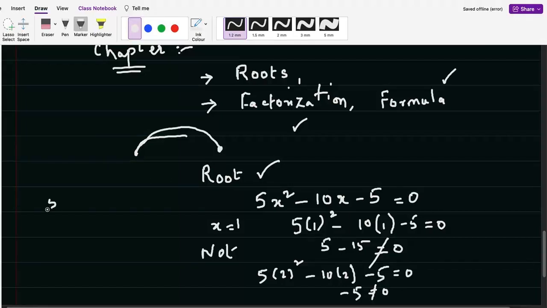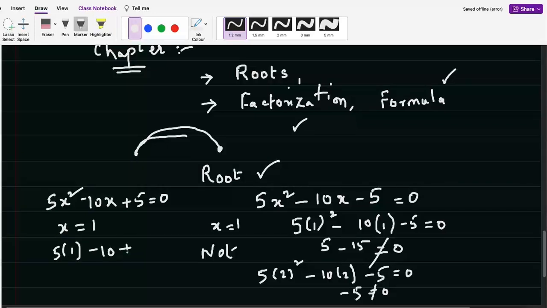Whereas if I take 5x square minus 10x plus 5 and put x equal to 1 here, then what happens? 5 into 1 minus 10 plus 5 equals 0. So 0 equals 0. So in this equation we have a root, x equal to 1. So we will call x equal to 1 the root of this quadratic equation. Got it?